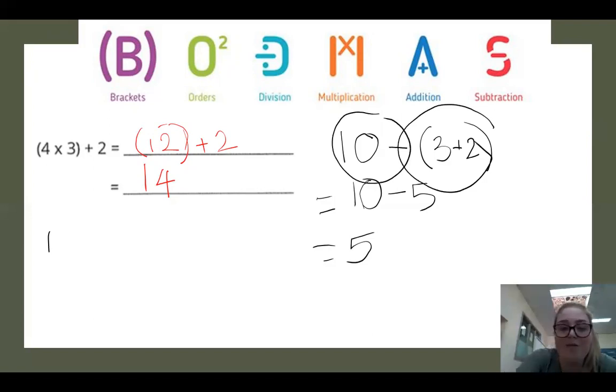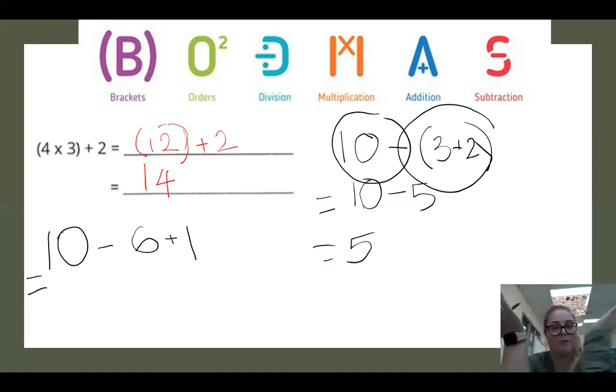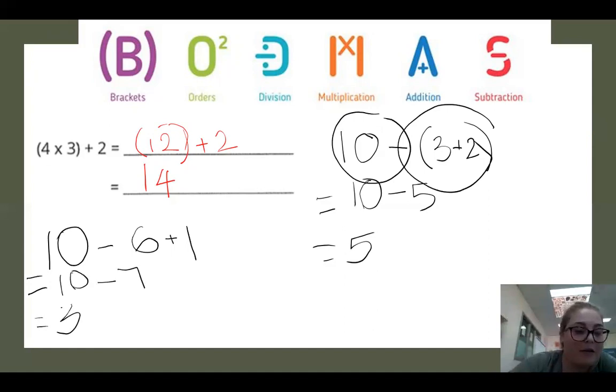What if there's no bracket though? Let's do another one. 10 take away 6 plus 1. What comes first? Adding, subtracting. Adding. So we're going to add first. So it would be 10 take away 7 equals 3. Okay, so you just need to go through and do it in the order of what BODMAS is. And if it doesn't have brackets, you just keep going down along the line. Okay, and that is how we do that one first.